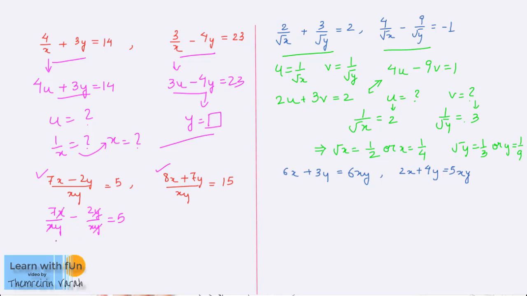x and x cancel, y and y cancel, so you get 7 by y minus 2 by x equals 5. Then 8x by xy plus 7y by xy equals 15, and again x and x cancel, y and y cancel, so you get 8 by y plus 7 by x is equal to 15.